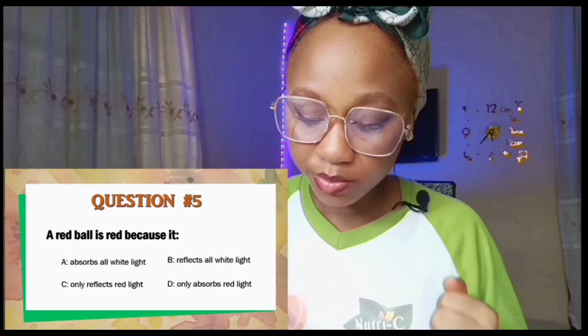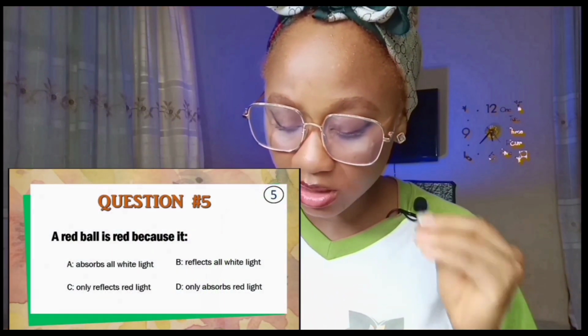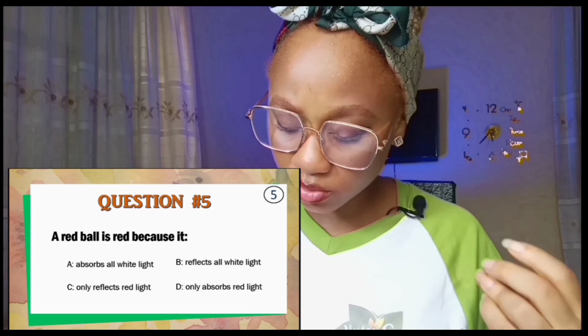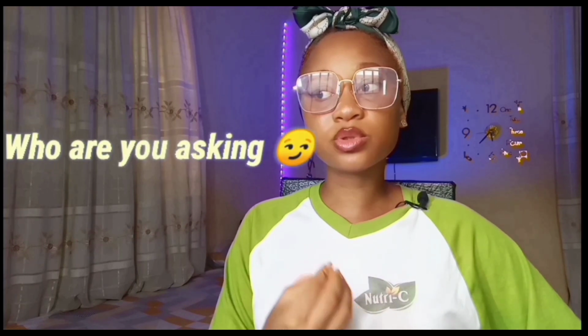Next question. A red ball is red because it reflects red light. It only absorbs red light. Okay, I've seen this thing also before when you are talking about prism and all those peripherals. When an object is showing a color, is it that it absorbs that color or it reflects it? I think it's because it reflects red light. It only reflects red light.